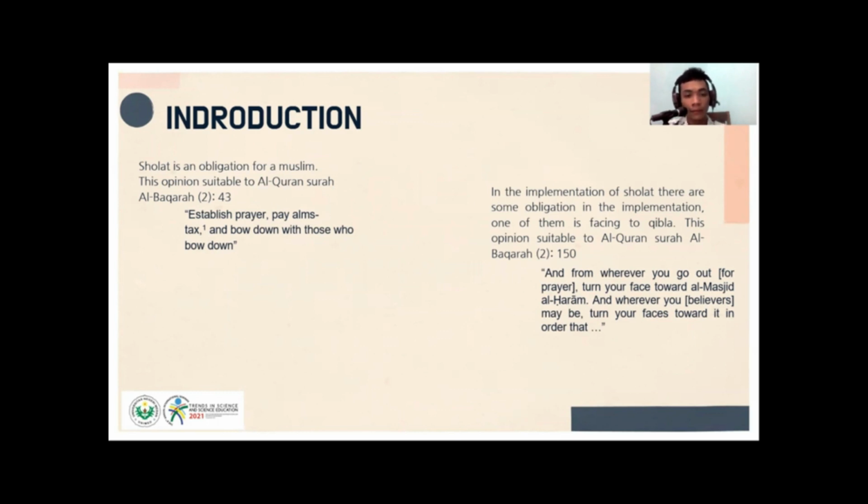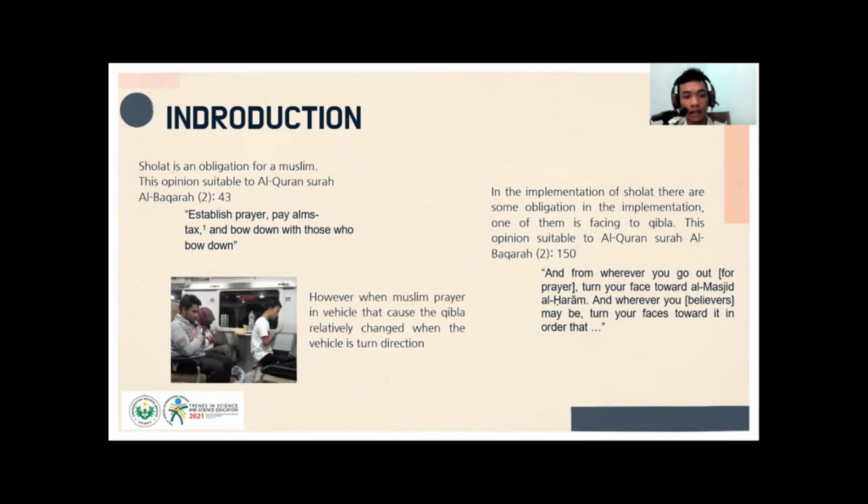So, from this opinion, scholars have an opinion that facing the Qibla is a valid condition for prayer. And prayer is said to be perfect if the prayer is facing the Qibla. However, when a Muslim prays in a vehicle, the Qibla direction relatively changes when the vehicle turns. So, from this problem, we need a product which can be used by Muslims when praying in a vehicle.